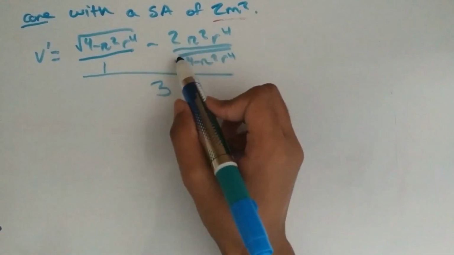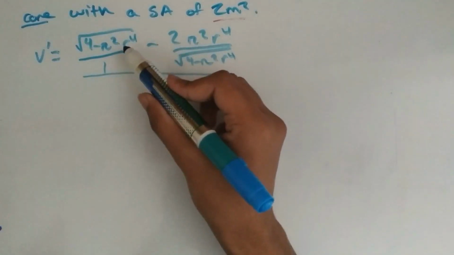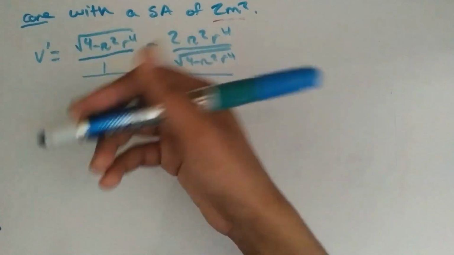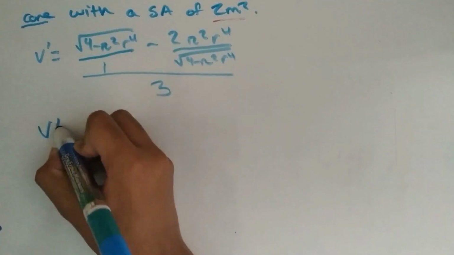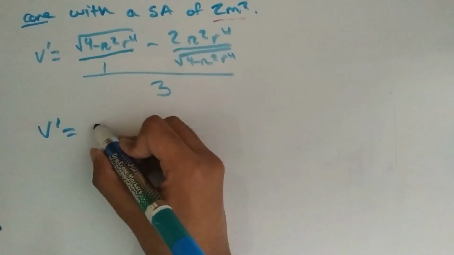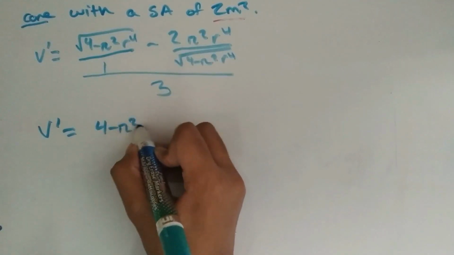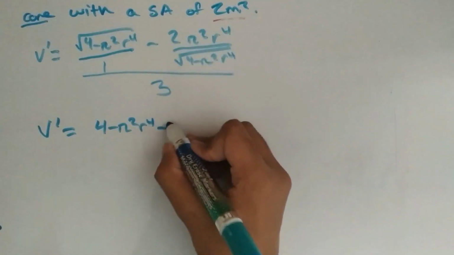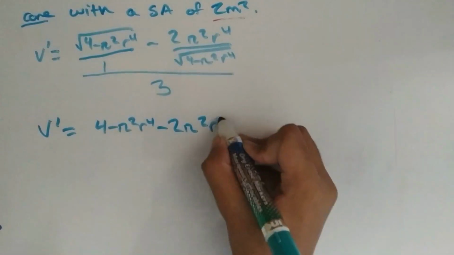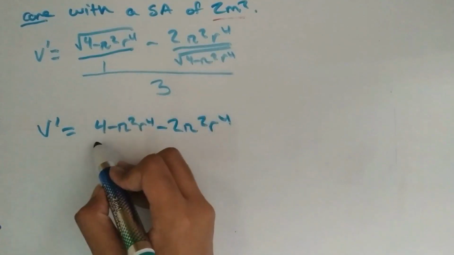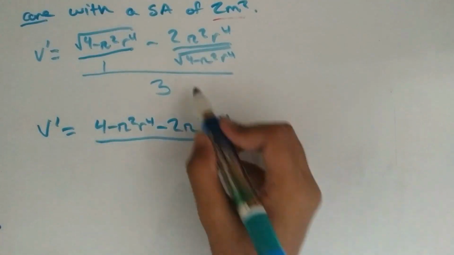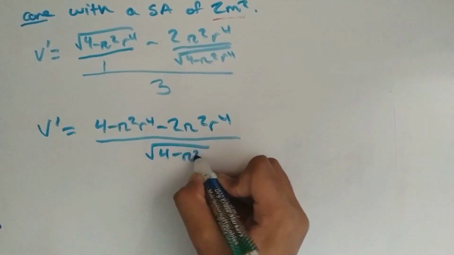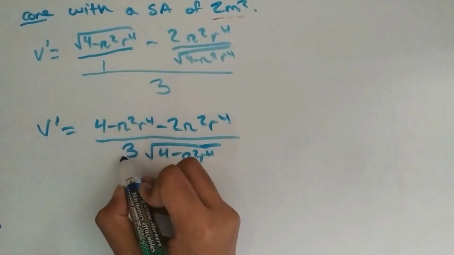So doing cross multiplication here, we can see that this and this are the same, 4 minus pi squared r to the 4. So doing that multiplication is just going to take off the square root. So v prime equals just 4 minus pi squared r to the 4. And then we're going to subtract the 2 pi squared r to the 4. And this is all going to be over that common denominator of 4 minus pi squared r to the 4. Now people can actually just go ahead right now and write that 3 up there.